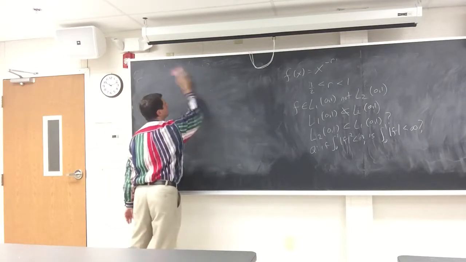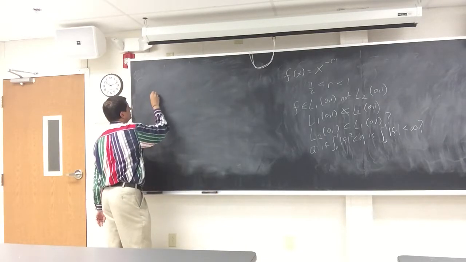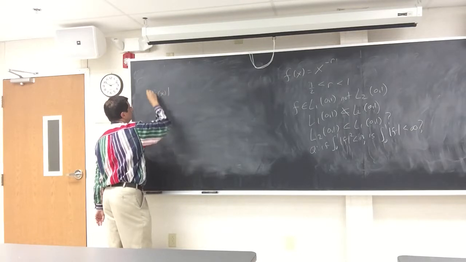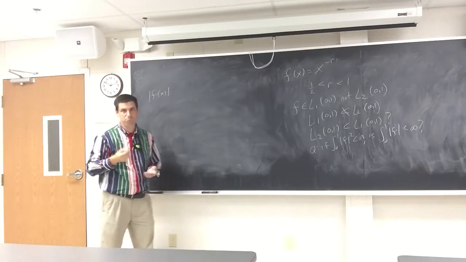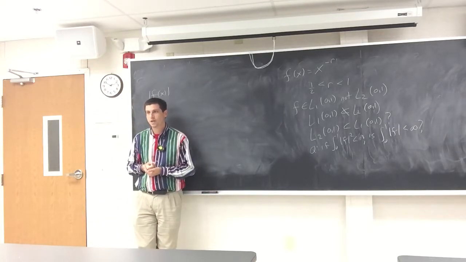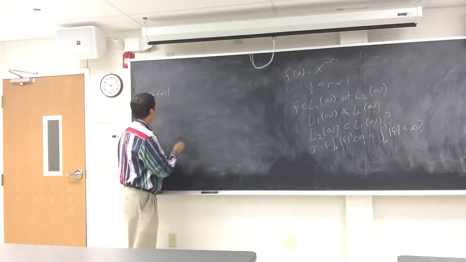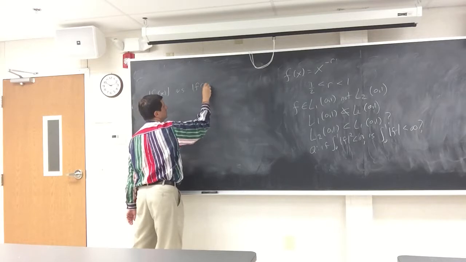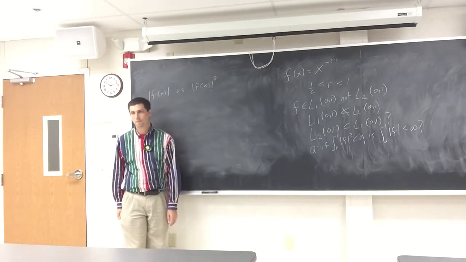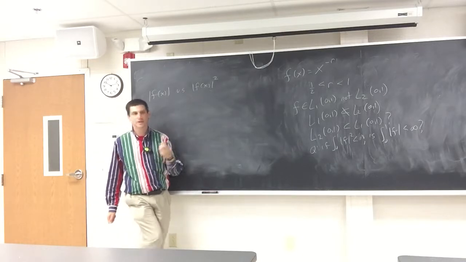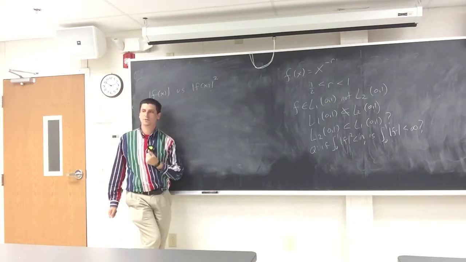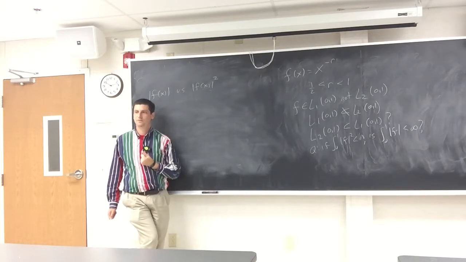And so let's consider the absolute value of f of x. We know it's at least 0. And we want to compare this to f of x squared. Well, if it was always less than f of x squared, then we would know that the integral of f is less than the integral of f squared. So is the absolute value of f always less than f squared? Okay. No.